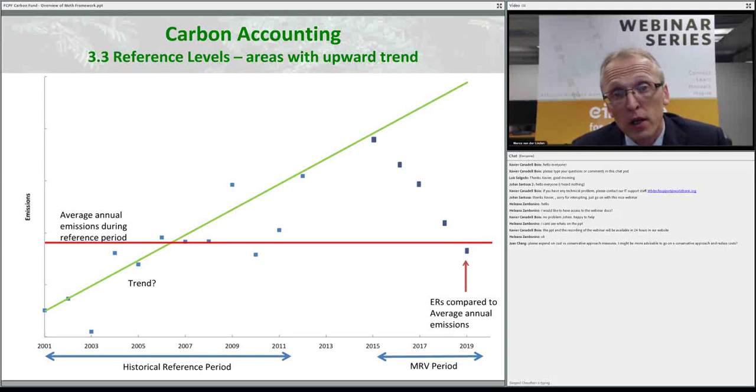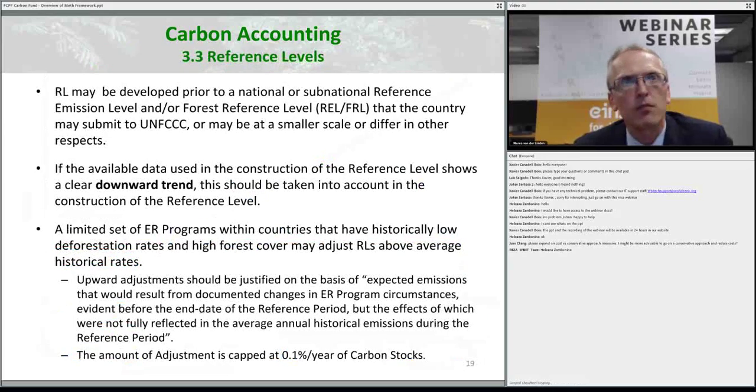So if there's a major increase in emissions still going on in your country or in a particular area, that might be something that is a potential problem for creating actual emission reductions. So to finish up on the reference level, as I said before, the reference level in terms of the methodological framework is specific for the accounting area, and the accounting area is the area where you do your program for the Carbon Fund.